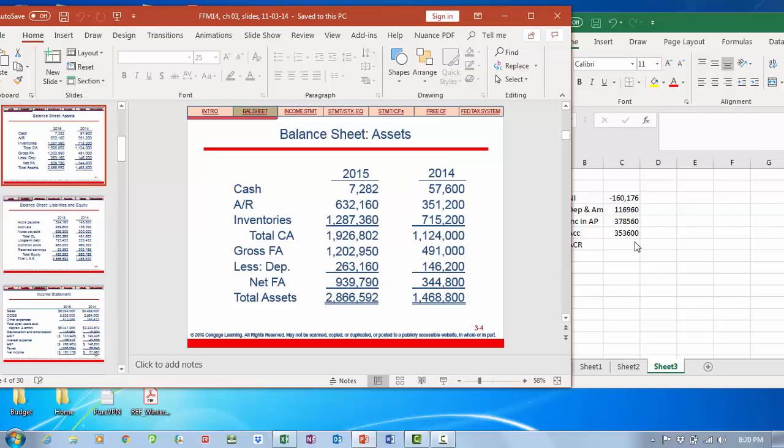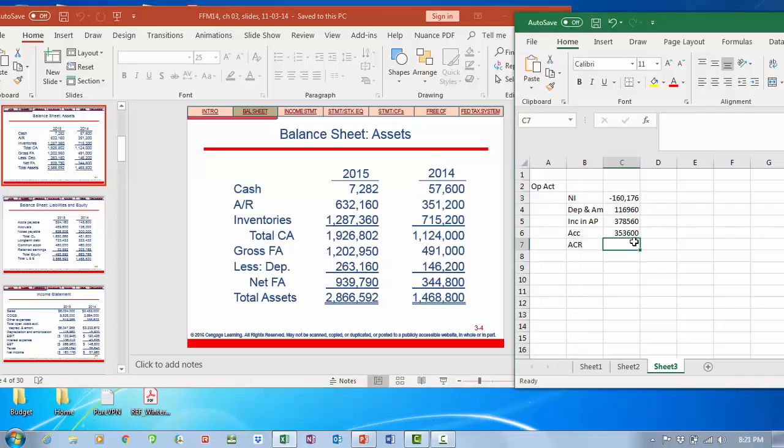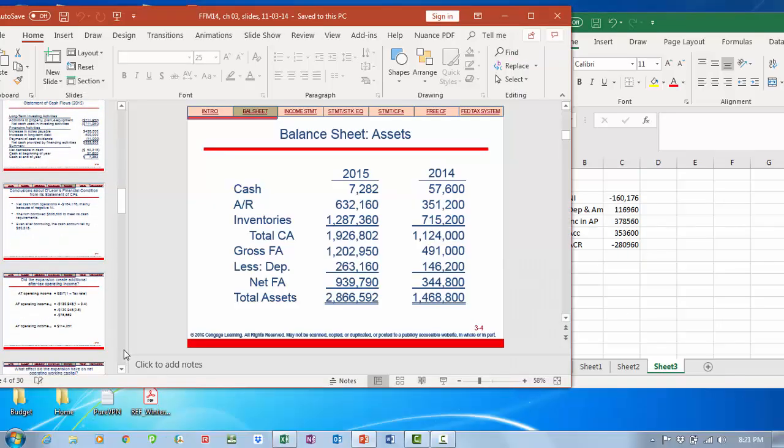There you go, accounts receivable. So you take that as 351,200 minus 632,160. I took the reverse because this is to be treated the other way around, because a higher accounts receivable means lower cash for the company. A higher accounts payable means more cash with the company, because now you got more time to settle your bills. So let's go back.